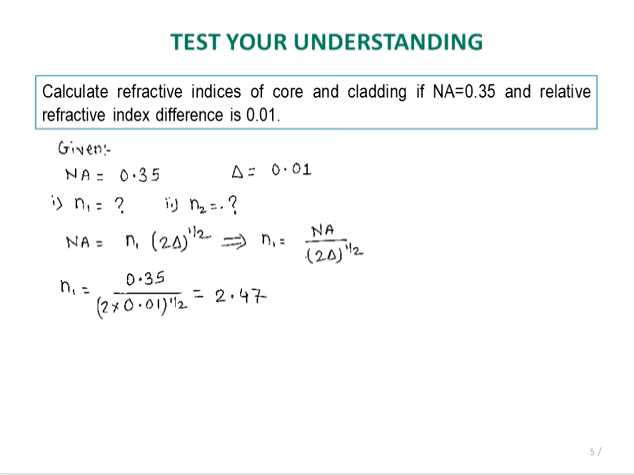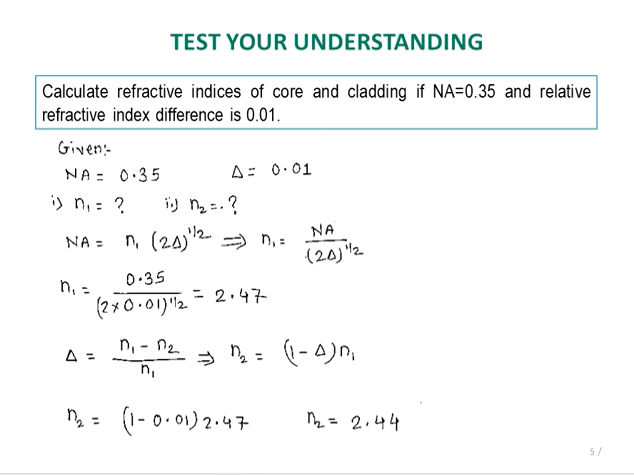So we need to find n2 now. To find n2, either you can use the refractive index difference delta, or we can use NA. NA is equal to (n1 square minus n2 square) raised to 1 by 2. By using that we can find n2, or delta is equal to (n1 minus n2) by n1. From that also we can find n2. We will use the simplest one, that is (n1 minus n2) by n1. We will get n2 is equal to (1 minus delta) into n1. So n2 is equal to 2.44. Remember, for the optical fiber the value of n2 is always less than n1.